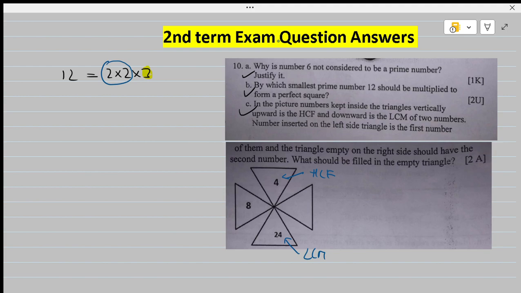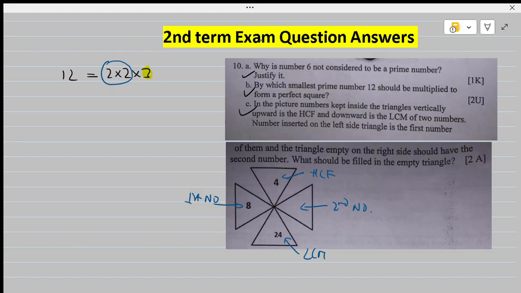Among them, the number inserted on the left side of the triangle is the first number, and the empty triangle on the right side should have the second number. We are asked what value should fill this empty triangle. We have to use the relation between the two numbers and their HCF and LCM: first number into second number equals HCF into LCM.